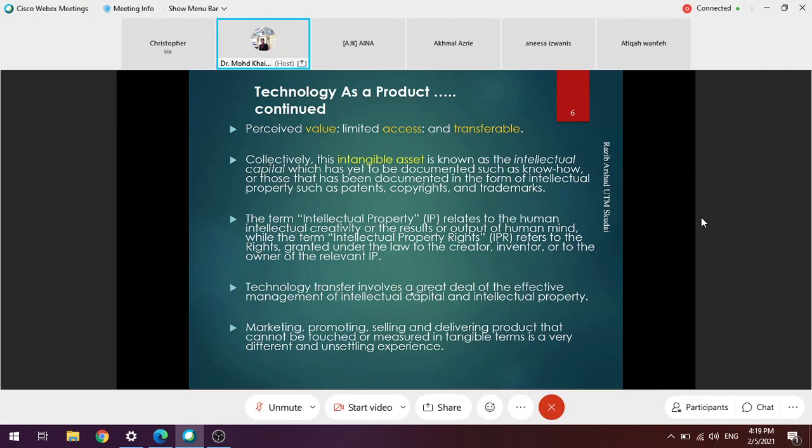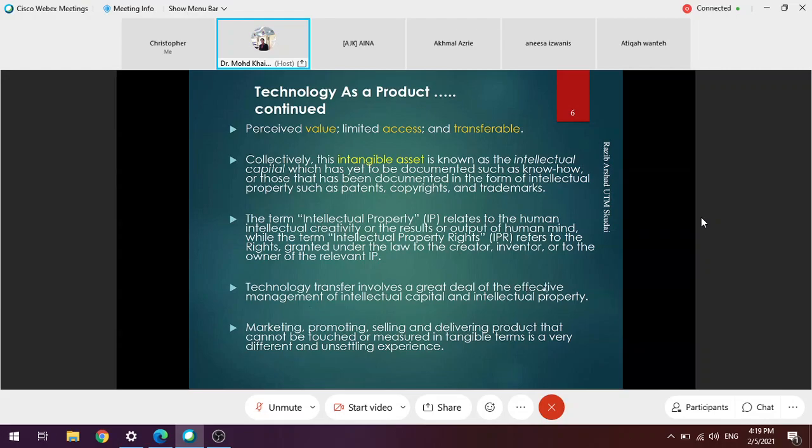So technology transfer involves a great deal of effective management of intellectual capital and intellectual property. So now we have two. We have effective management of intellectual capital, in which the human capital and so on, and intellectual property. The combination of both synergizes and can make the technology transfer more effective compared to the intellectual property only. Believe me, you need to have the people to run the intellectual property transfer to be more effective.